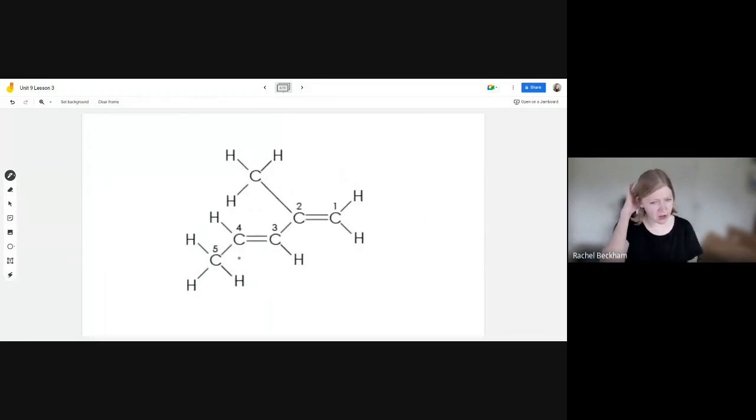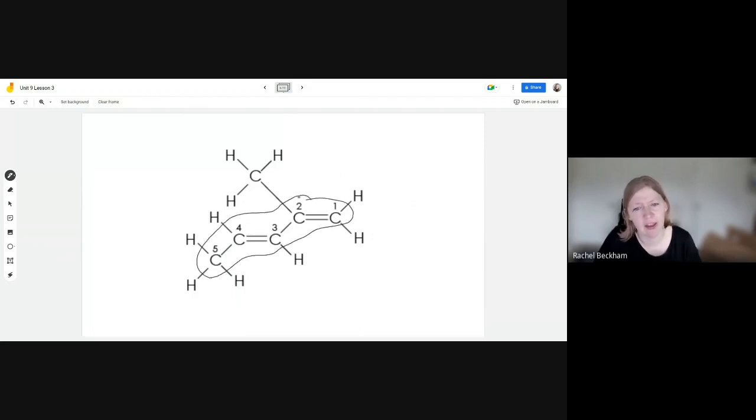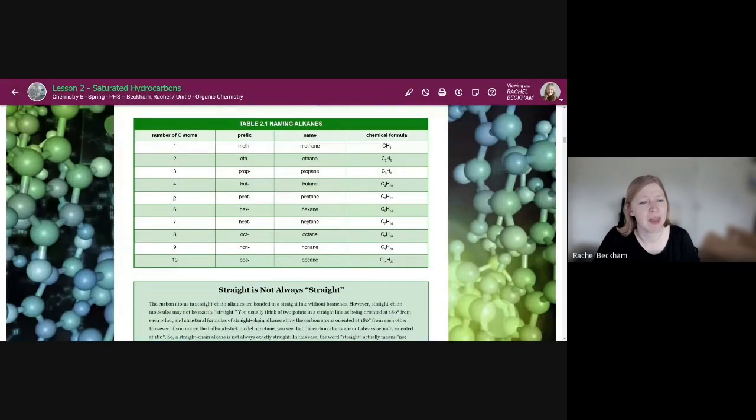Okay, let's look at this one. Do we have just a regular parent chain? Well, when we look at these carbons here, this is our parent chain right here, right? And then this is called a branch. So we need to take care of that branch as well. Let's name the parent chain first. So there are 5 carbons here. So the prefix for 5 is pent.